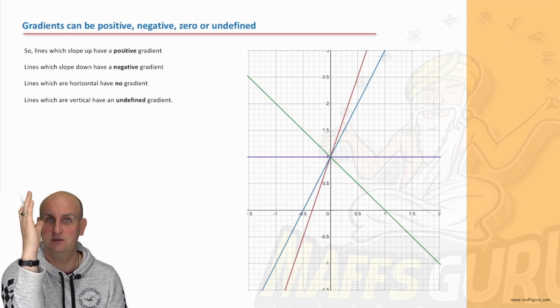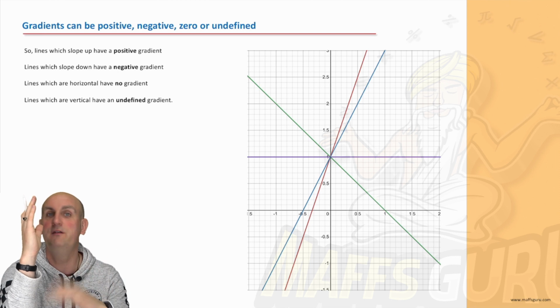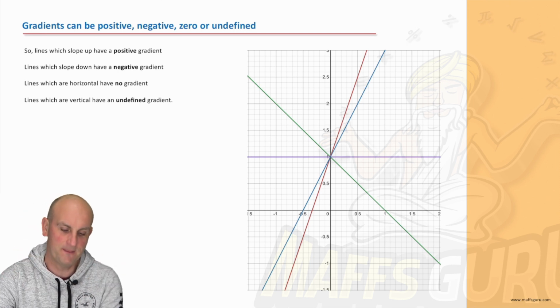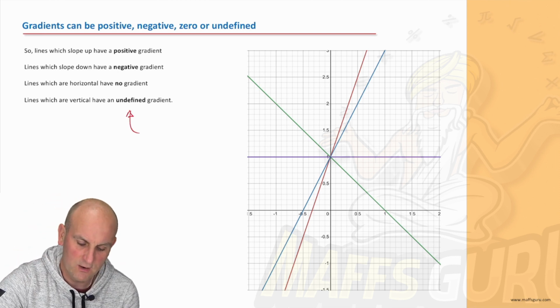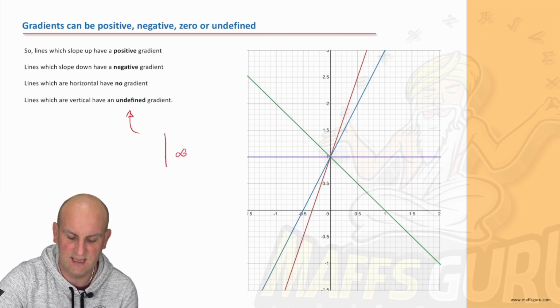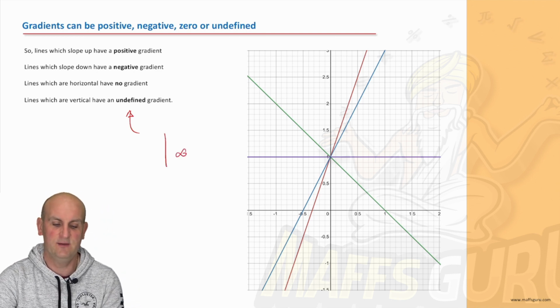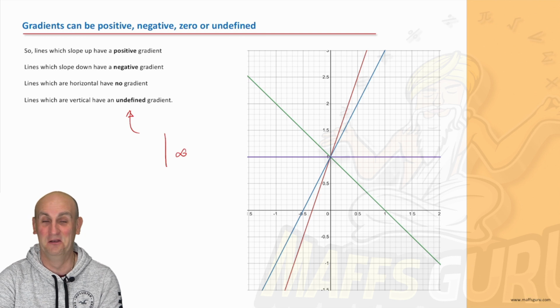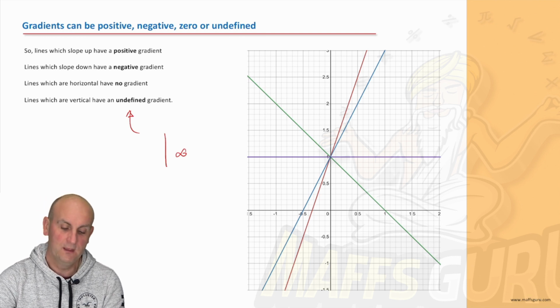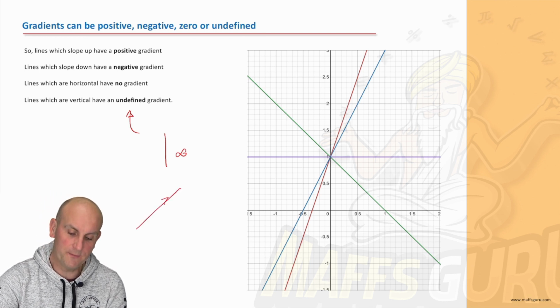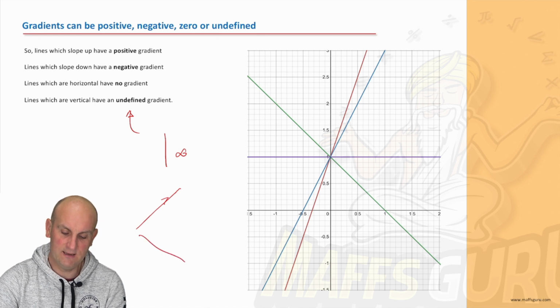And if it's vertical, that's an infinity. That's like undefined, whatever else. We'll come to that later. All right. So when I was at school, funny enough, we called vertical lines and we said they had an infinite gradient. Nowadays we call it undefined. I don't know why. So positive gradients slope up. Negative gradients slope down. Horizontal lines have a 0 gradient.